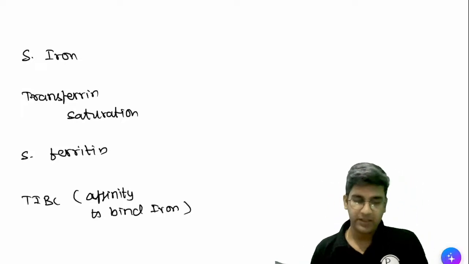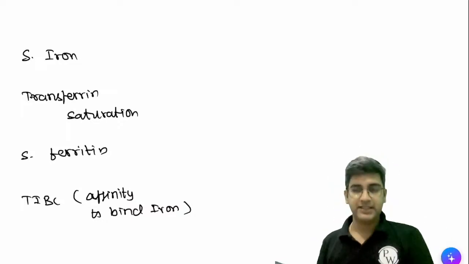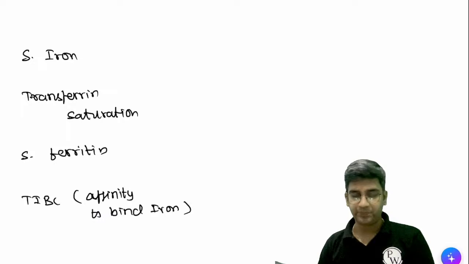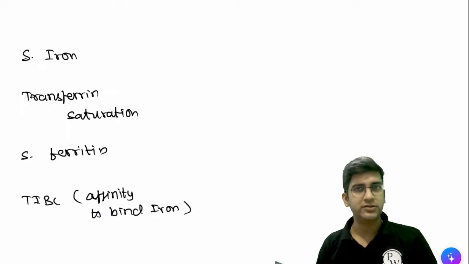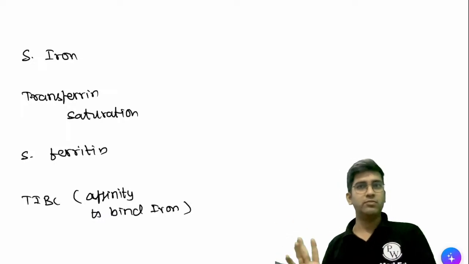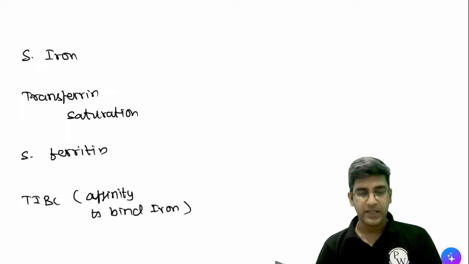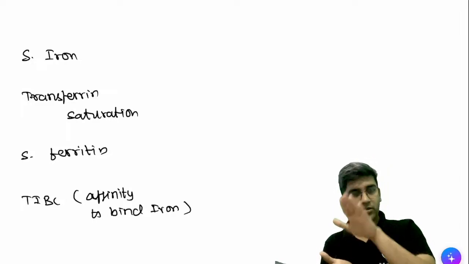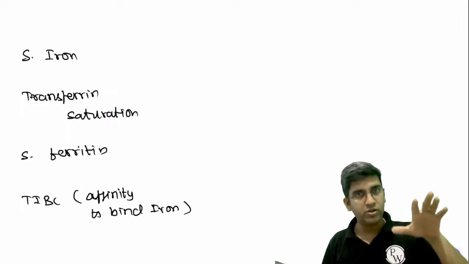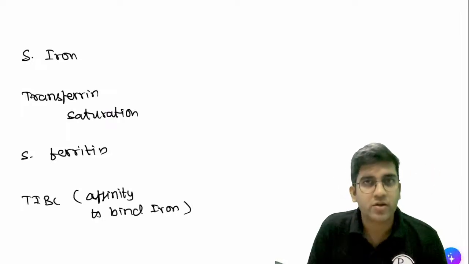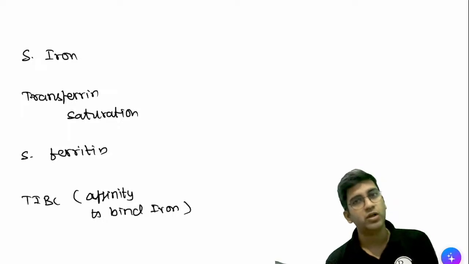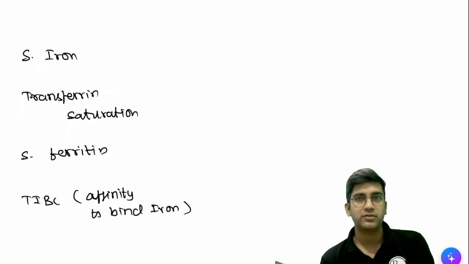Fine. Okay. Now let's see. Let's have an analogy to understand this. Okay. What is the function of transferrin? Transports iron to bone marrow. That's the function of transferrin, right? Now let's say if my serum iron is more, will transferrin be more bound to iron or less bound? What will happen when the iron is more? Binding will be more or less? Binding will obviously be more, right?